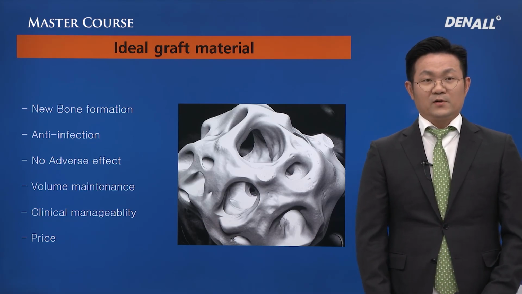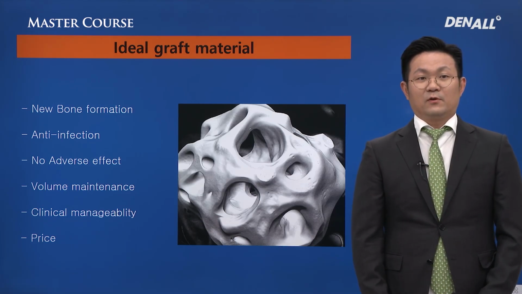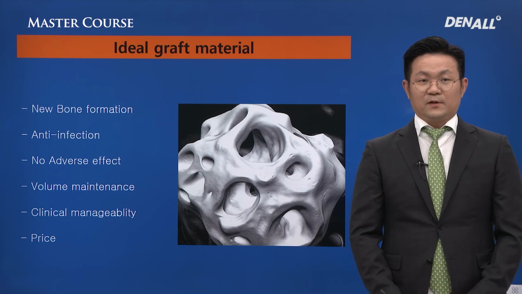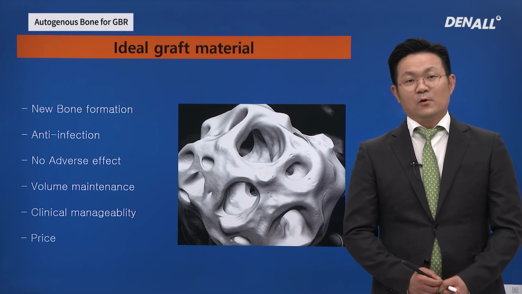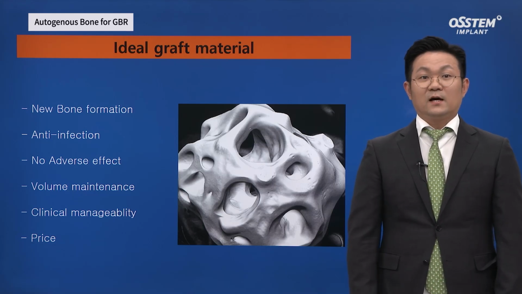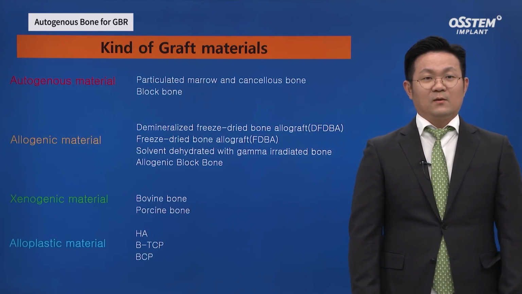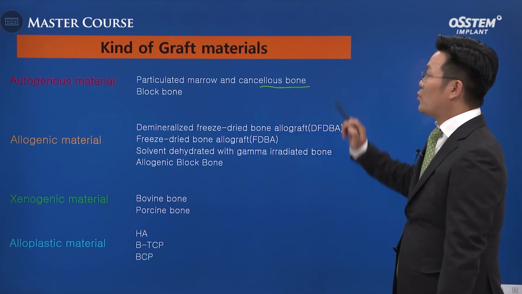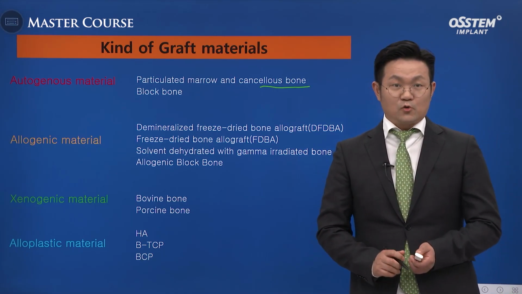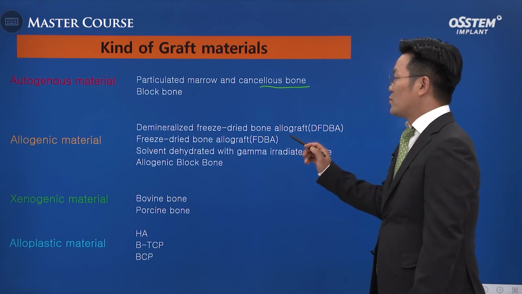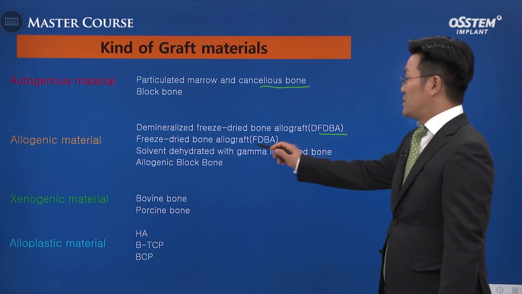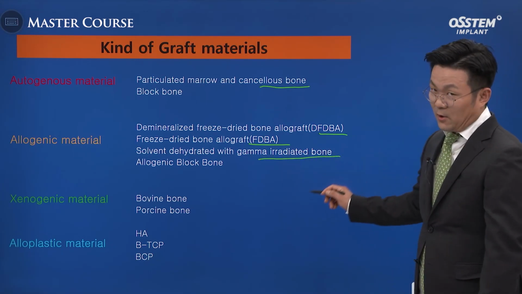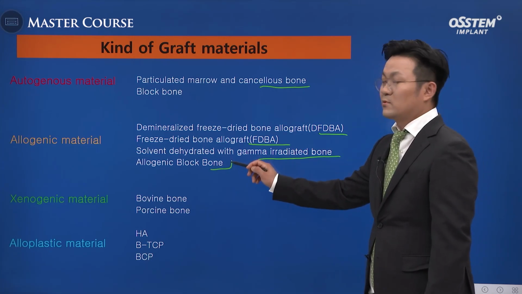Ideal bone materials should meet the conditions of new bone formation, anti-infection, no adverse effects, volume maintenance, clinical manageability, and good price. There are many different types of materials. Autogenous bone material includes particulated marrow and cancellous bone, or a block bone. Among allogenic materials, there are DFDBA and FDBA, and another type is gamma irradiated bone material with antigens removed, also a block bone type.